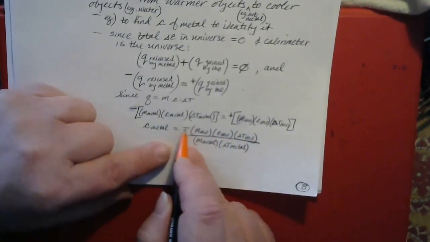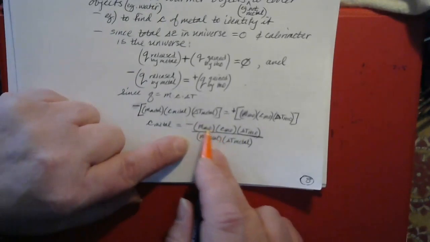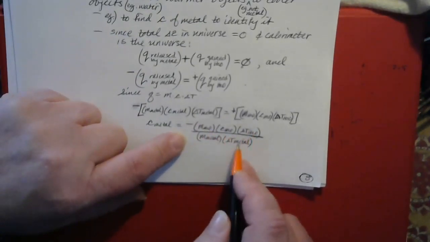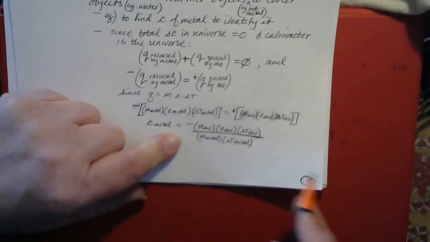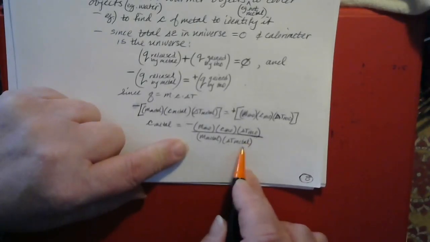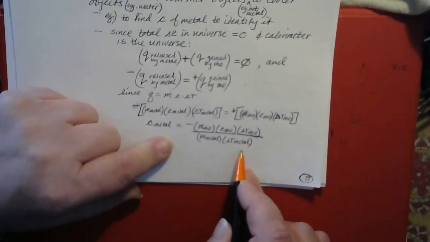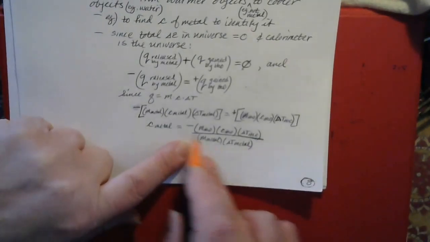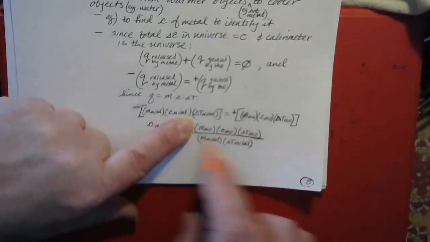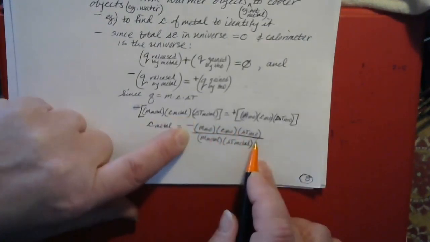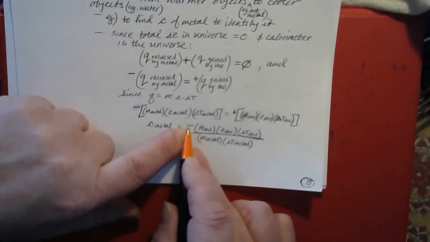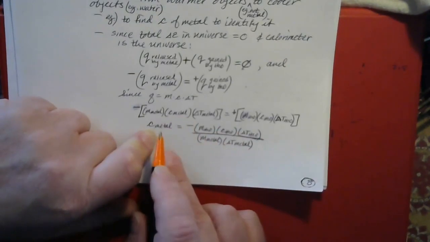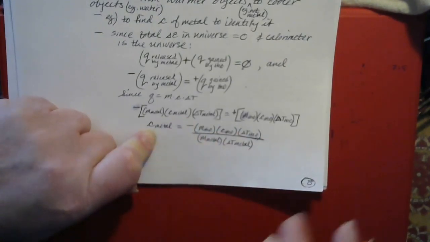And this negative sign really needs to be there because one of these delta T's will be negative. It'll be the temperature change of the metal. Since the metal was hot to begin with, it's going to cool down. That's a negative delta T. So that would make this whole quantity negative, and you're taking the negative of that, which would make it positive, because specific heats are always positive.